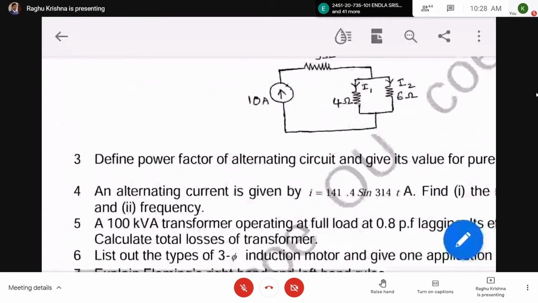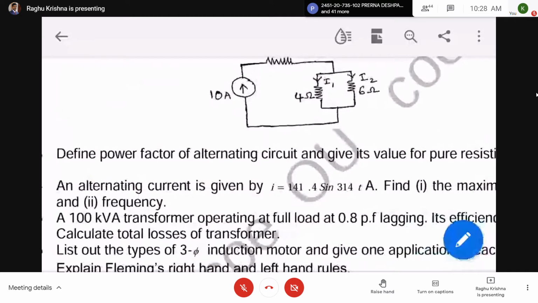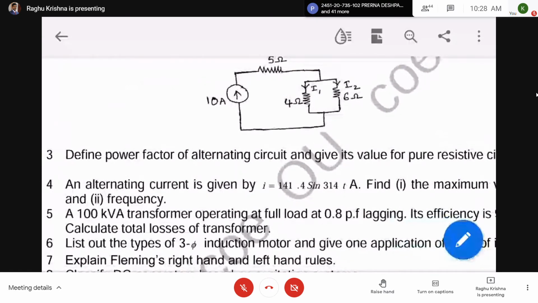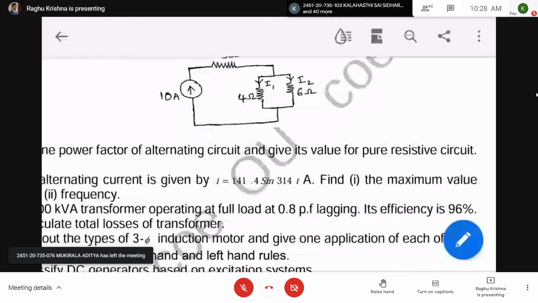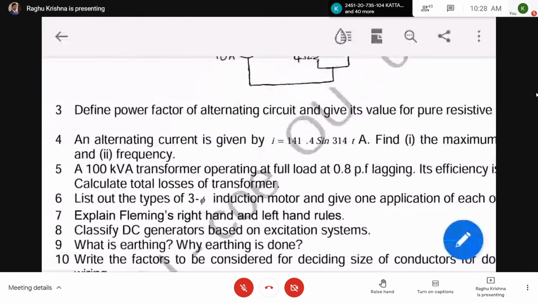So define power factor of an alternating circuit and give its value for pure resistive circuit. So what is the power factor definition? R by Z. So you have three definitions for power factor. It is the cosine of the angle between voltage and current. Cos phi equal to R by Z. Next, cos phi equal to real power by apparent power. So you can write any one definition, or you can write all the three definitions.